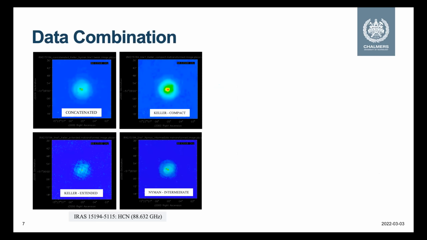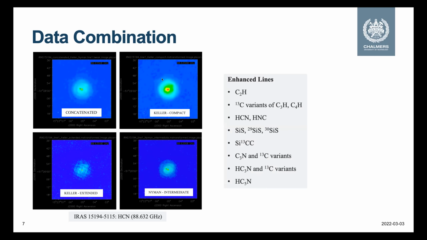And as you can see here, on the top left is the concatenated or the combined image, which clearly looks much better than the other data sets. And we managed to enhance these lines like C2H and then the 13C variants of some other carbon chains and so on. We managed to enhance their images and spectra like this with the data combination. And in addition, we also managed to detect some new lines in the combined data because the data combination also increases the signal to noise. So we managed to find these lines.